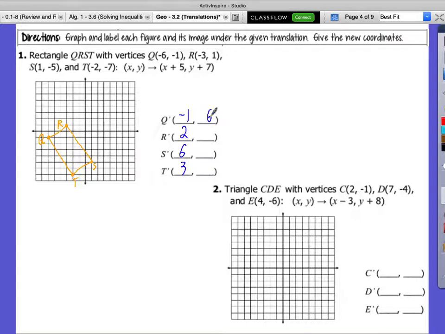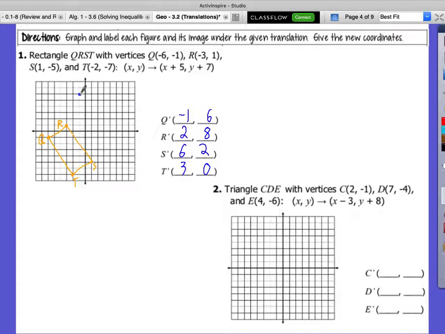Colton, what's 1 plus 7? 8. Peyton, what's -5 plus 7? 2. Oh, nice. Okay. And Wyatt, what's -7 plus 7? 0. Big brain. Okay. So now we can plot these points.